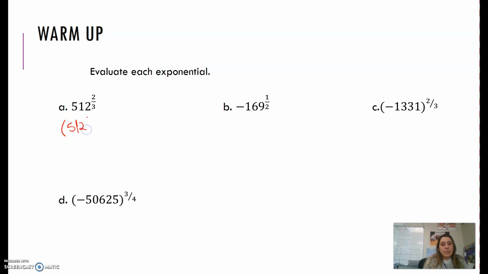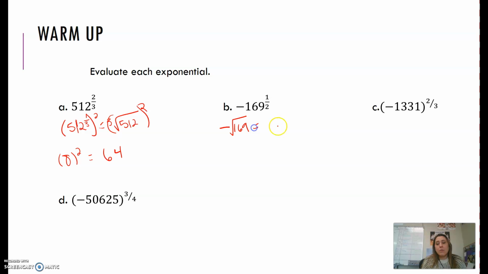512 to the 1/3 squared, which can be rewritten as the cubed root of 512 all squared. The cubed root of 512 is 8 squared, which is 64. This one, remember, the negative goes on the outside, since there's no parentheses and the exponent belongs to the thing that it's closest to. The negative goes out front, so we're going to write negative square root of 169, which is negative 1 times 13, which is negative 13. Remember, that negative is like saying negative 1 times that.